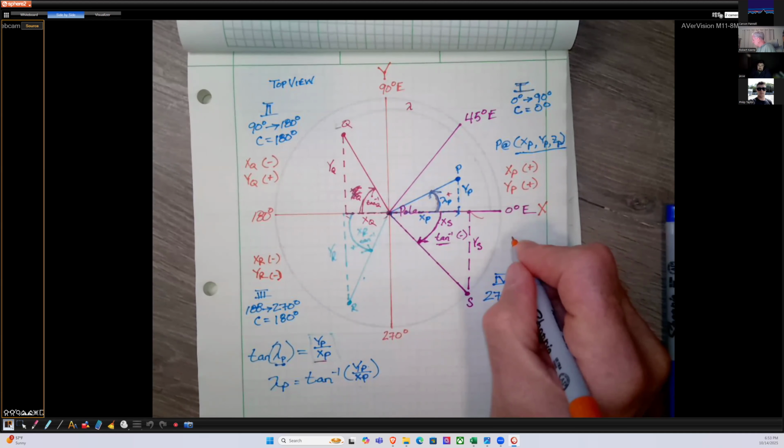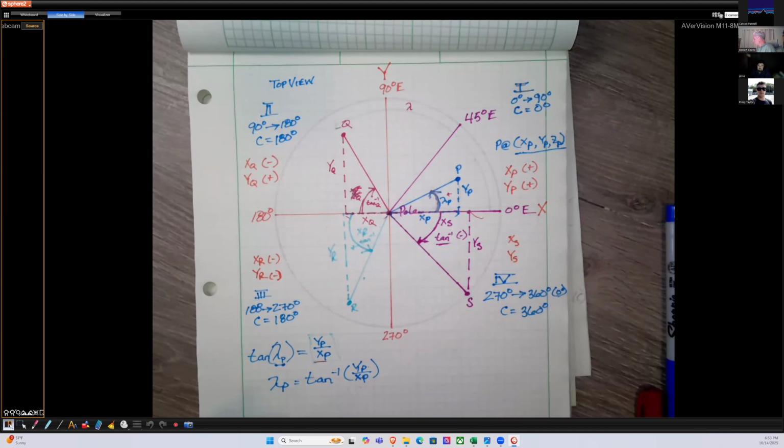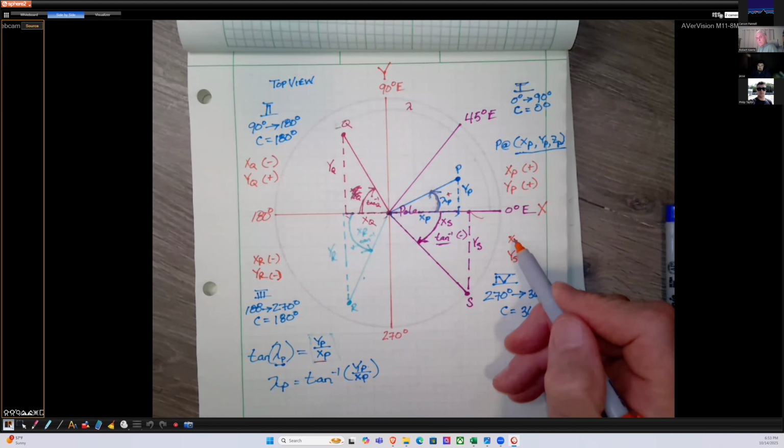And x sub s and y sub s. What would x sub s be over here? The x is positive, but the y is negative. Correct.